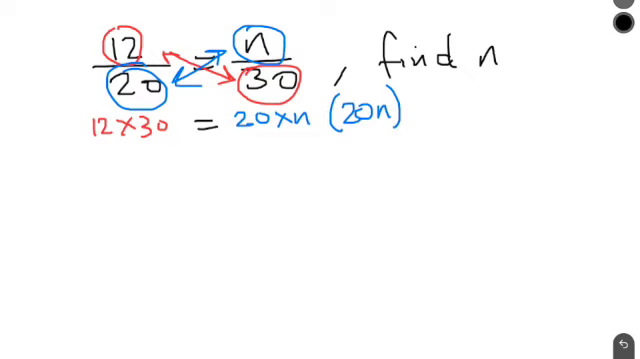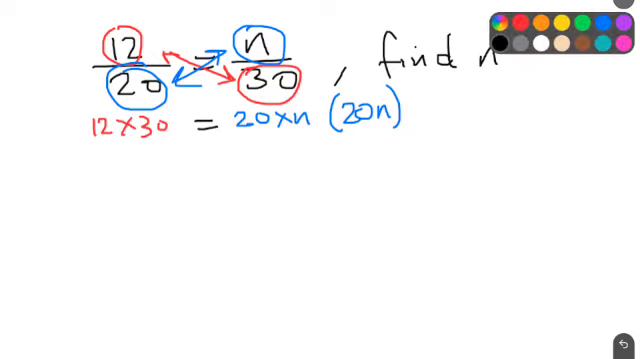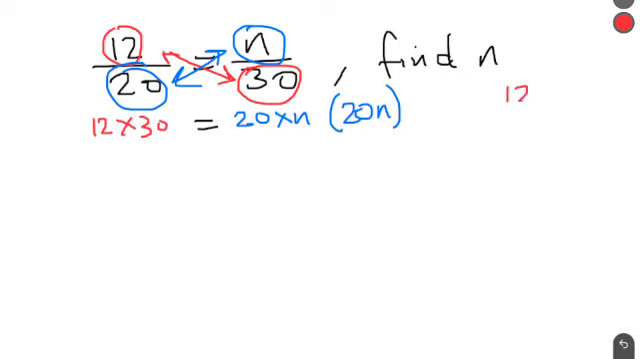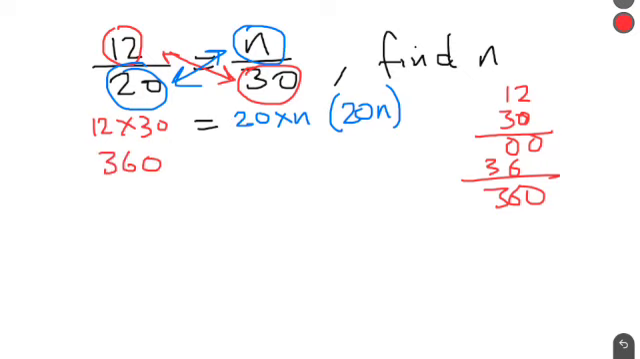And then remember, our second step is we want to divide the known product by the known factor. So in this instance, we say 12 times 30. Let's do that really quick. 12 times 30. 3 times 0 is 0, 0. 3 times 2 is 6. 3 times 1 is 3. Should be 360. 12 times 30 is 360.